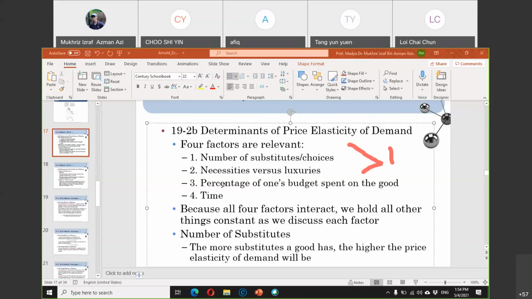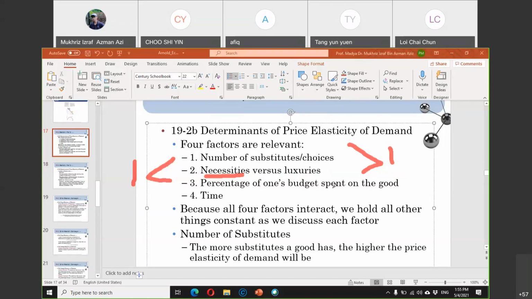Necessity versus luxuries. Just now I mentioned basic stuff like rice, sugar, flour, cooking oil. Those are necessities, and usually for necessities, demand will be less elastic, less than one. But for luxury items or normal goods, like handphones and laptops, these are categories where demand usually will be more elastic.